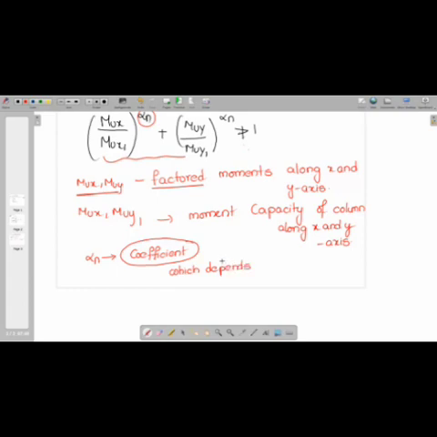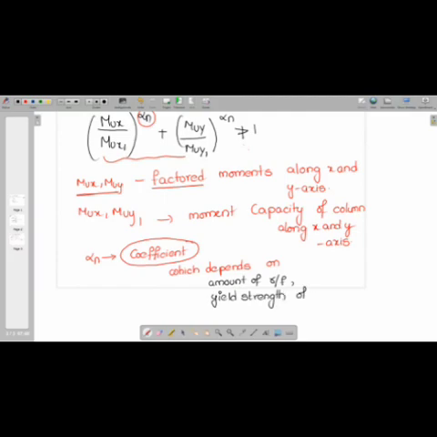Alpha n is a coefficient which depends on... they can ask you this important number. It depends on the amount of reinforcement, or it depends upon the yield strength of steel. They can ask you: on which of the following factors does the alpha coefficient depend on biaxial moment?